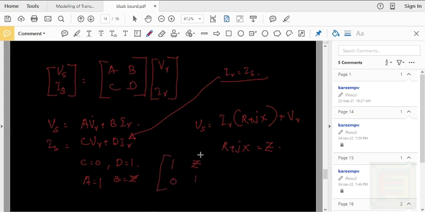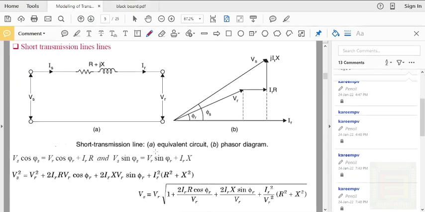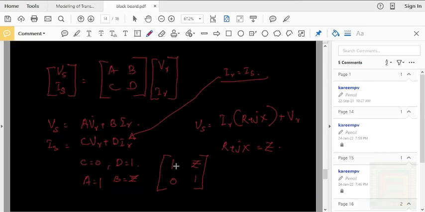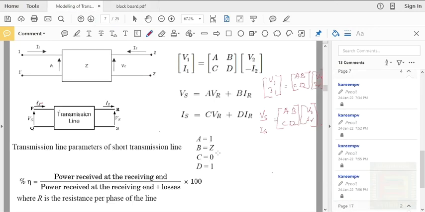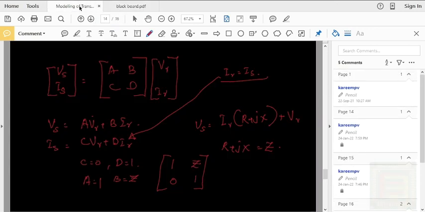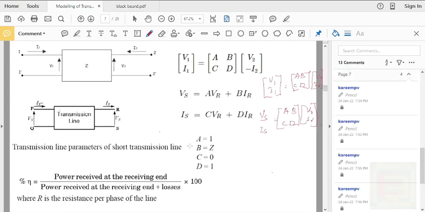So this matrix will represent the transmission line parameters, or the ABCD parameters, of the short transmission line. That also you have to remember. A question may come to derive the expressions A is equal to 1, B is equal to Z, C equal to 0 and D is equal to 1 for a short transmission line. Here we can compare that A is equal to 1, B is equal to Z, C is equal to 0 and D is equal to 1 in this expression, and those are the transmission line parameters of the short transmission line.